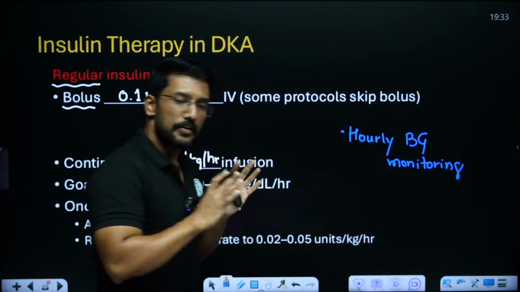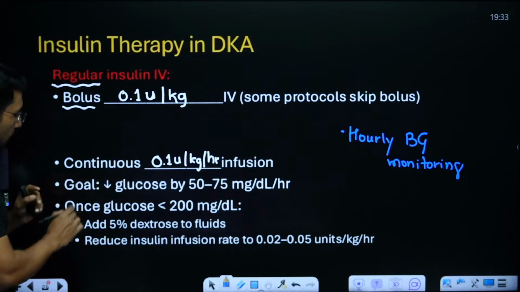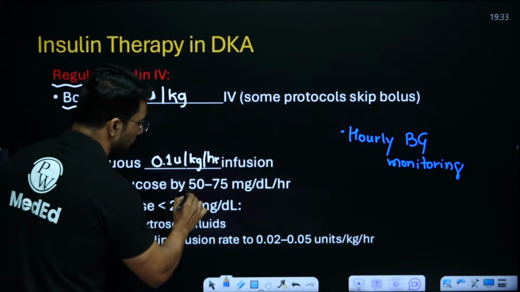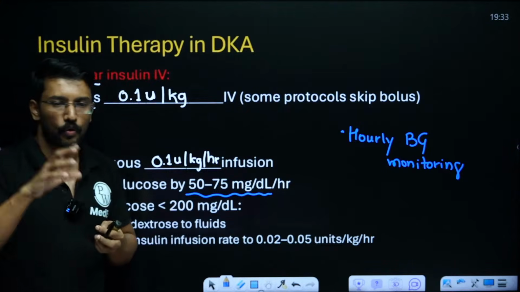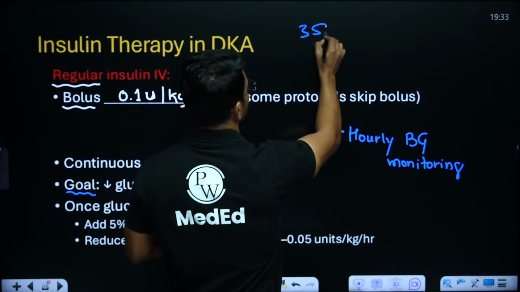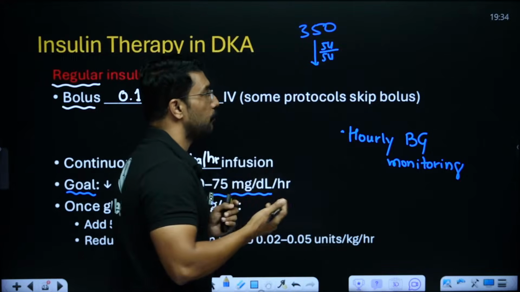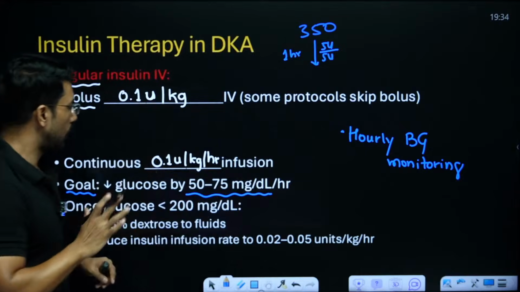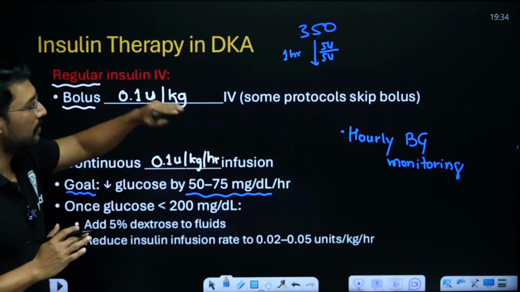Now, should I just continue with 5 units of insulin for this 50 kg person? No. I have a target goal. What is the goal? The glucose should decrease by 50 to 75 milligrams per deciliter per hour. So every hour I check, the glucose should lower by, let us say the initial value was 350. I gave 5 unit bolus and then I started 5 unit infusion. I check after 1 hour and 1 hour के बाद मुझे कितना value मिलना चाहिए? At least 50 milligrams per deciliter decrease, right?